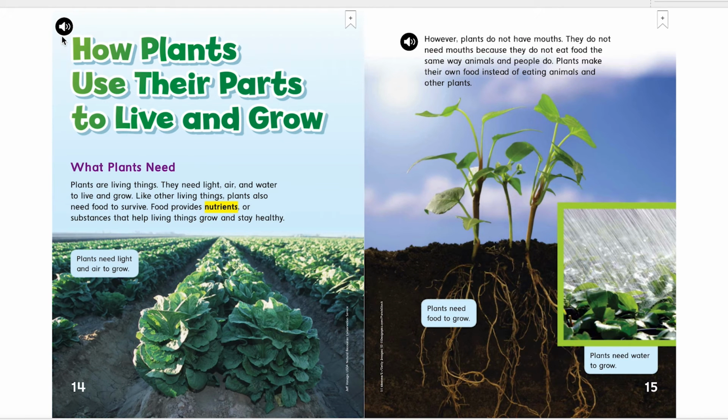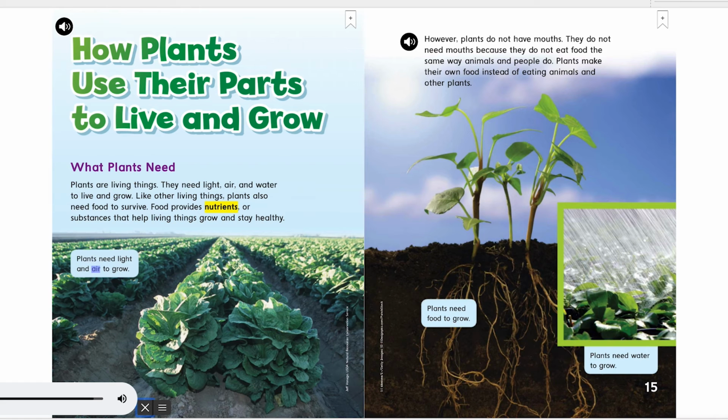Let's take a look at this and listen to what they have to say about how plants use their parts to live and grow. What plants need. Plants are living things. They need light, air, and water to live and grow. Like other living things, plants also need food to survive. Food provides nutrients or substances that help living things grow and stay healthy.